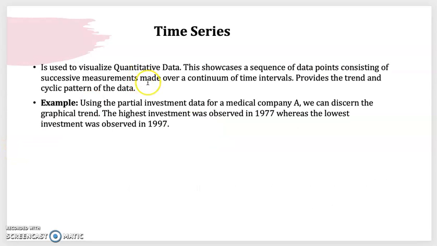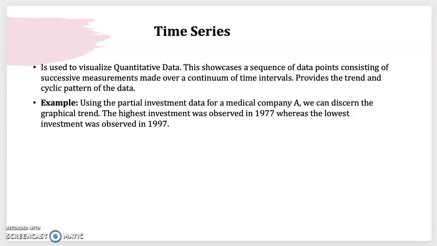The next example we want to show you is the time series. So this time series is a visual plot for the quantitative data that represent a sequence of data points consisting of the successive measurement made over a certain continuous time interval. So that's why we can see the trend and the cycle pattern of the data.